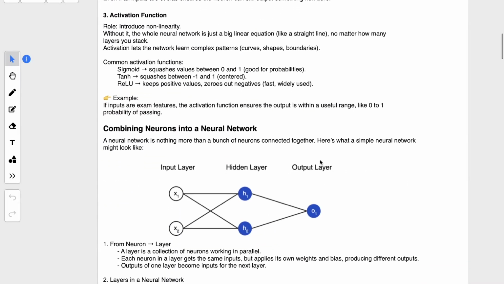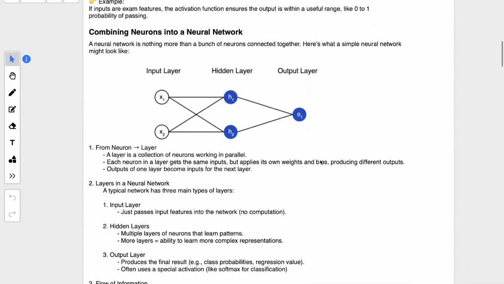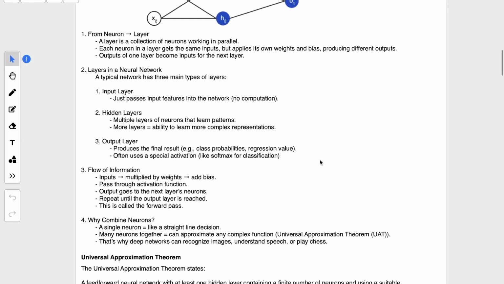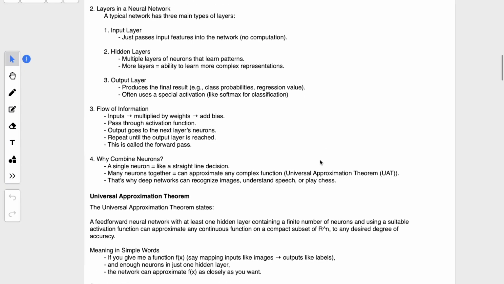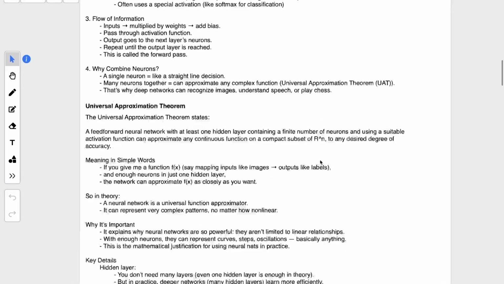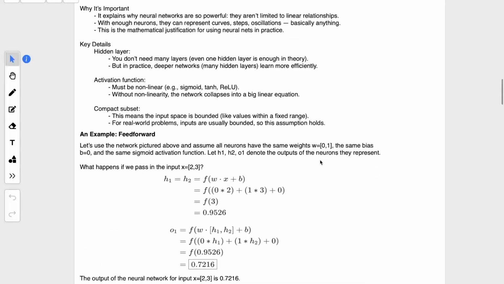In this video I will cover backpropagation and how neural networks actually learn: how the weights and biases change according to the outputs of the neural network and how we train them. So let's start with this video.